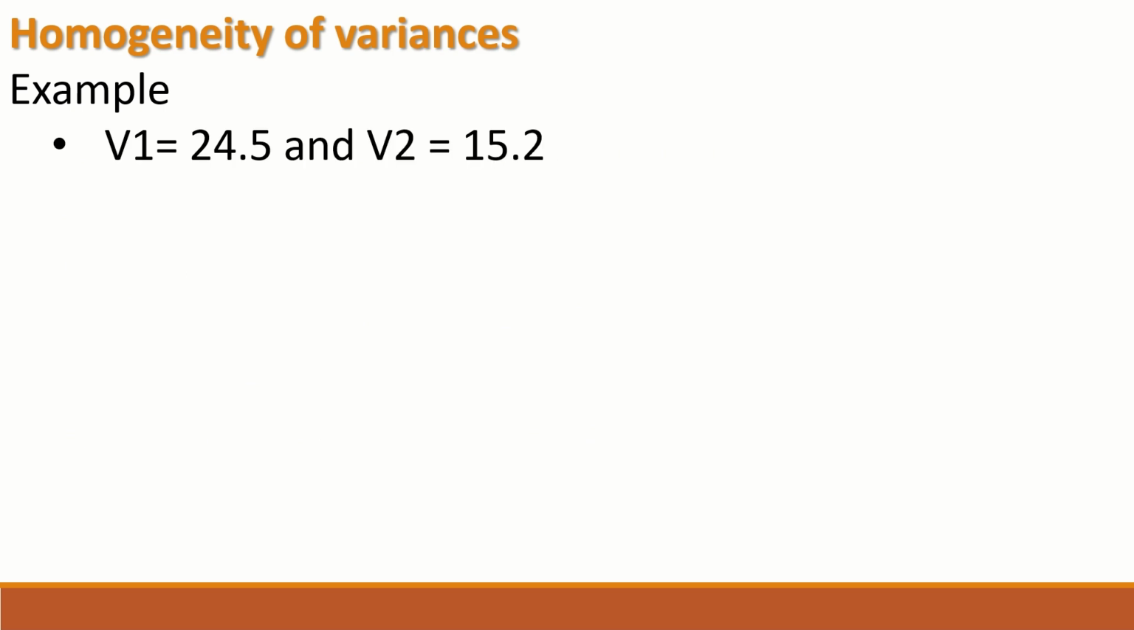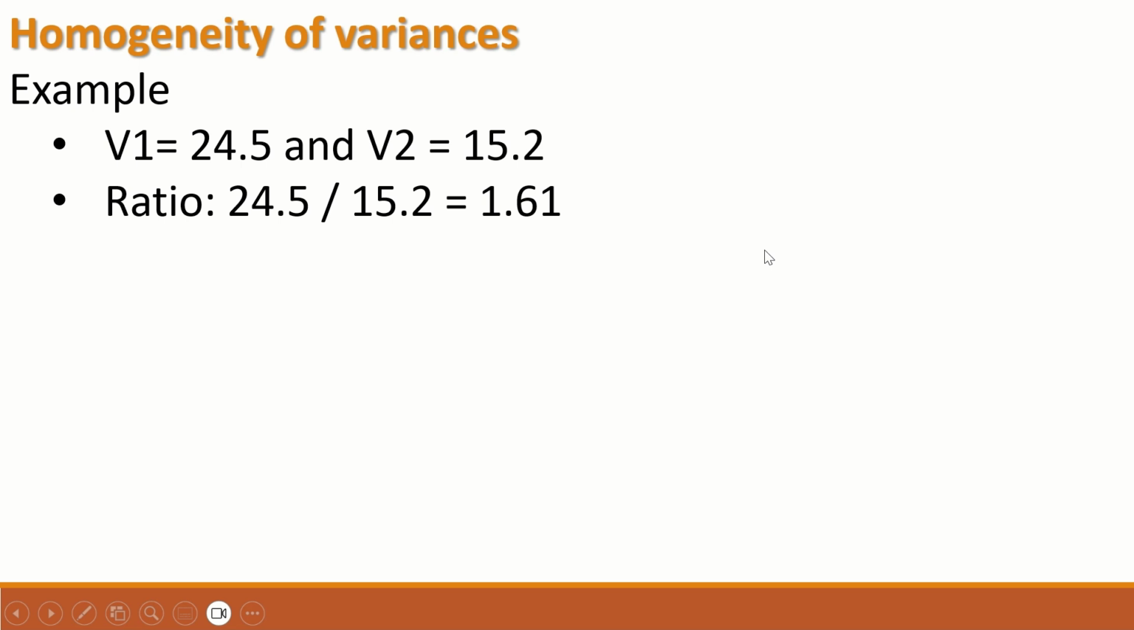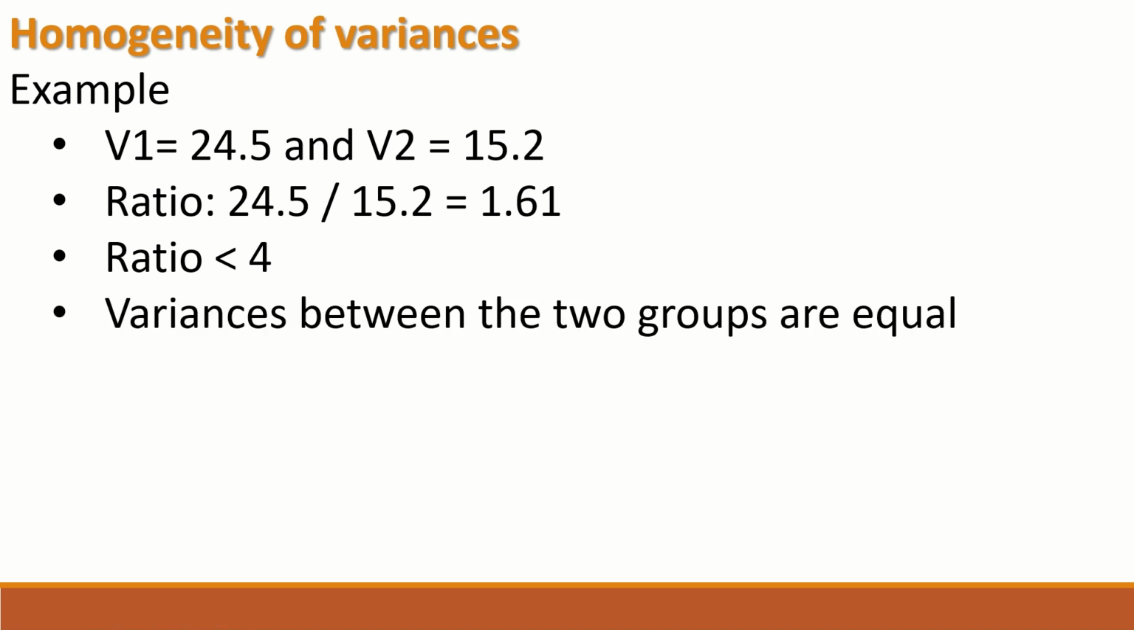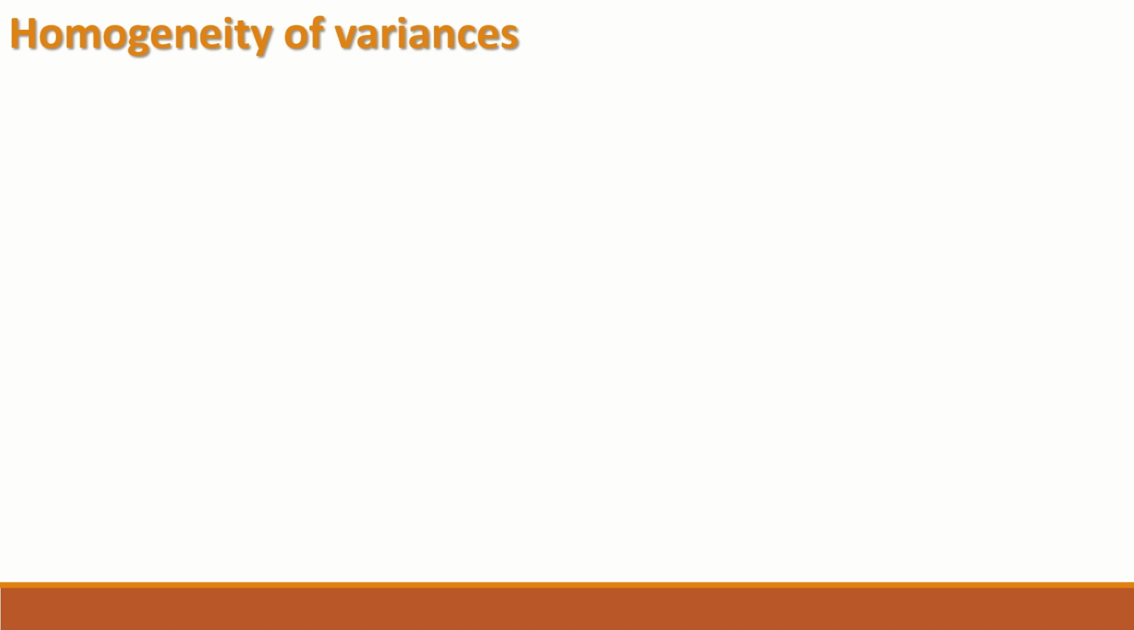Let's give an example here. Let's say that in one group the variance is equal to 24.5 and the variance for the second group is 15.2. So if we divide variance 1 by variance 2, a ratio of 1.6 is generated. So it is less than 4. Then this suggests that the variances between the two groups are approximately equal. This is one way, the rule of thumb, to determine whether there is homogeneity of the variances.